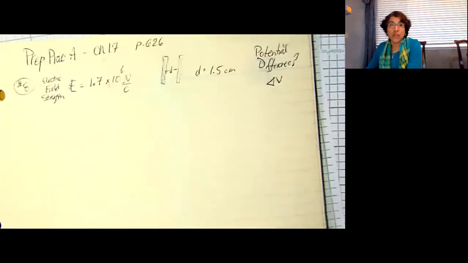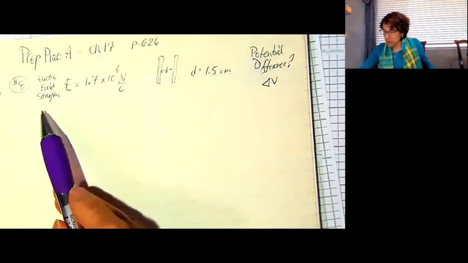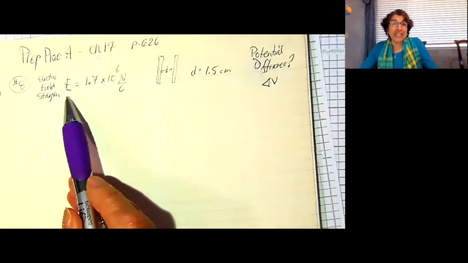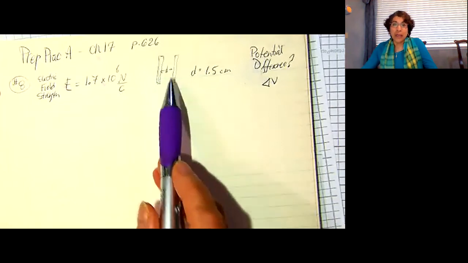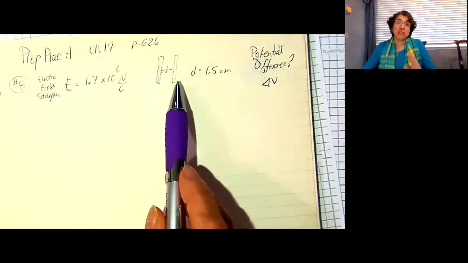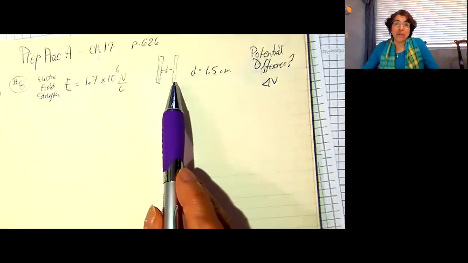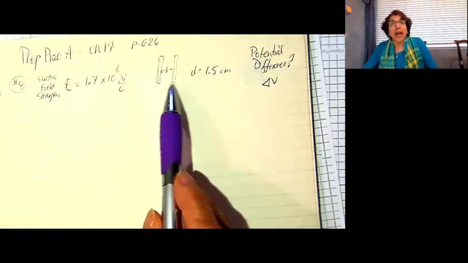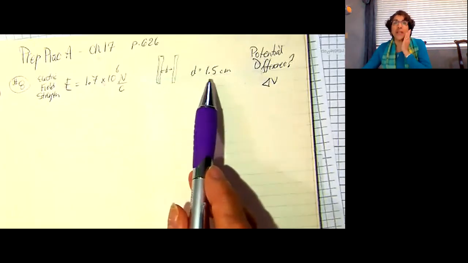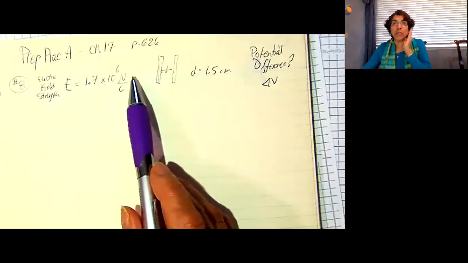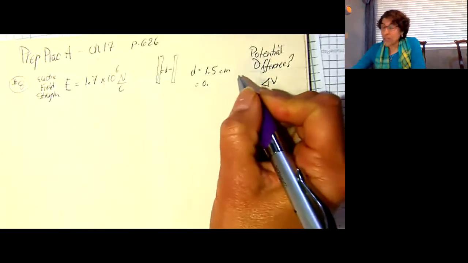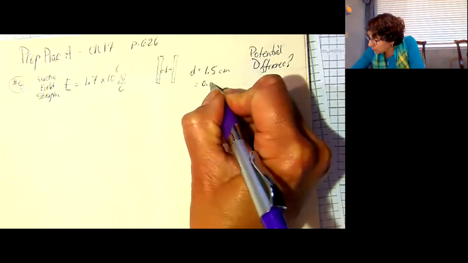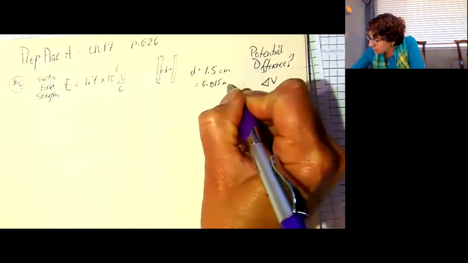All right, so here's what I wrote down for this problem. They tell us the electric field strength, and that we use capital E, and that's 1.7 times 10 to the 6 newtons per coulomb. Here's my representation of two plates that can be two pieces of metal, some sort of conductors, and there's a space between them, 1.5 centimeters. I need metric, so I'll change that right now: a centimeter is 1/100 of a meter, so that's 0.015 meters.